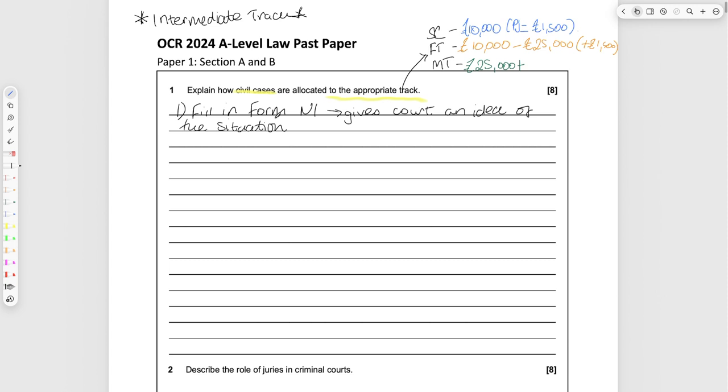In the form, you will be asked to fill in details, such as your personal details, and also the details of the defendant, the person you are trying to take this claim out against. All right, so that's the N1 form.